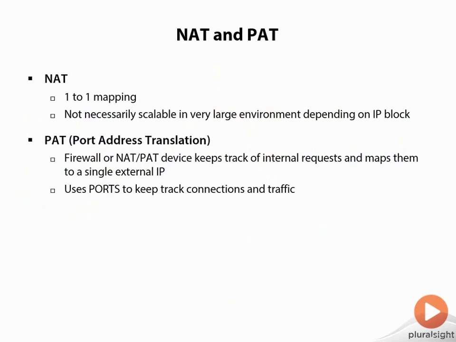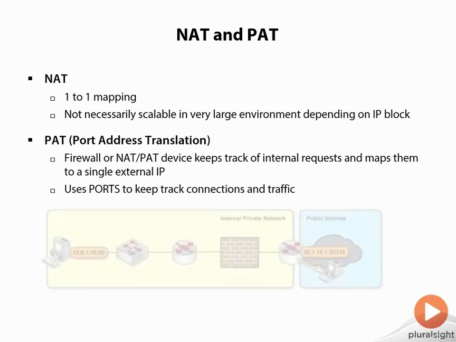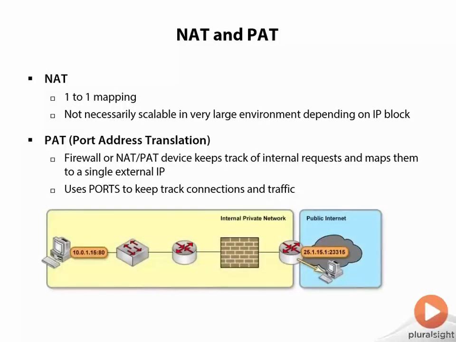We have two different things to look at here: NAT and PAT, network address translation and port address translation. NAT is a one-to-one mapping, not necessarily scalable in a very large environment, depending on the IP block. If we have thousands of internal hosts and only a couple dozen IP addresses, we're not going to be able to do a one-to-one mapping. So we can do something else referred to as PAT, or port address translation. The firewall, the NAT/PAT device, keeps track of internal requests and then maps them to a single external IP.